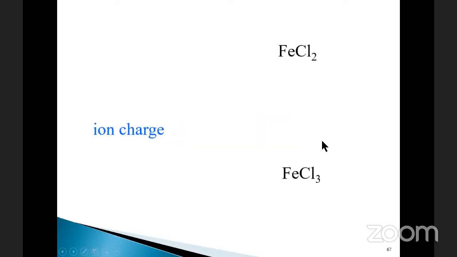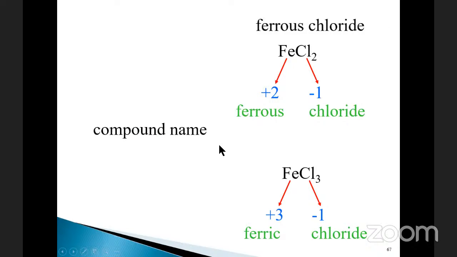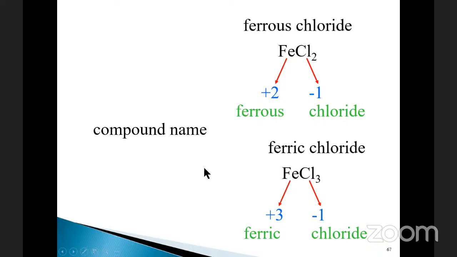So if you remember these two examples here, right, where the charges are for iron here is +2 and for iron here is +3. The name of the ions, according to the classical system, is that this one is called the ferrous ion and this one is called the ferric ion, all right? And therefore the name of this compound would be ferrous chloride, the first one, and the name of the second one would be ferric chloride, all right? So that's basically how the classical system works.